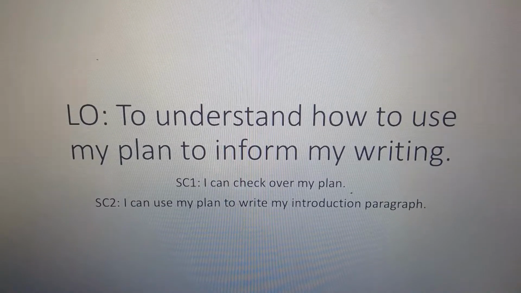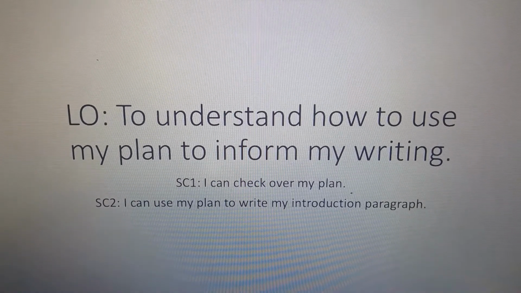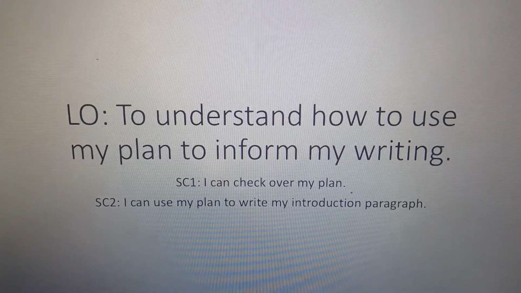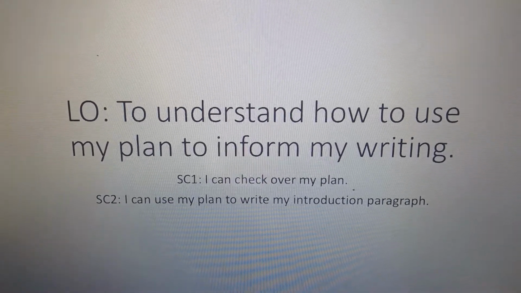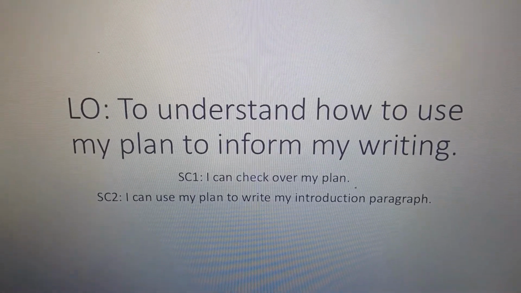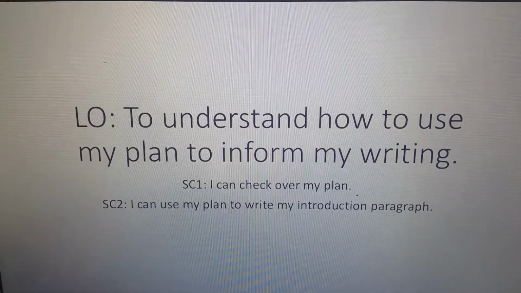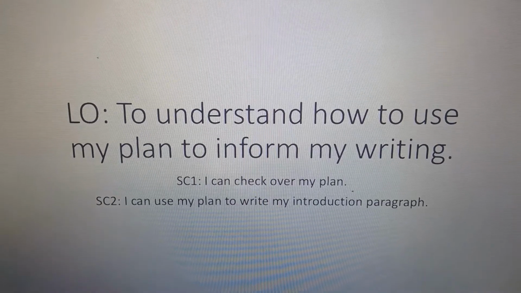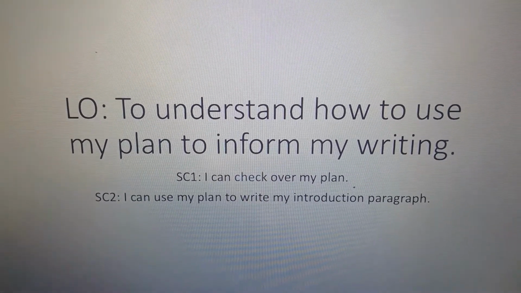Today we're going to be learning about how we're going to use our plan to inform our writing. That's our learning objective. Success criteria 1 is I can check over my plan, so I'm going to reread it and just make sure it makes sense. And success criteria 2 is I can use my plan to write my introduction paragraph. So we're going to be writing the first draft of our introduction to our diary entry. I'm going to show you how we're going to do that.